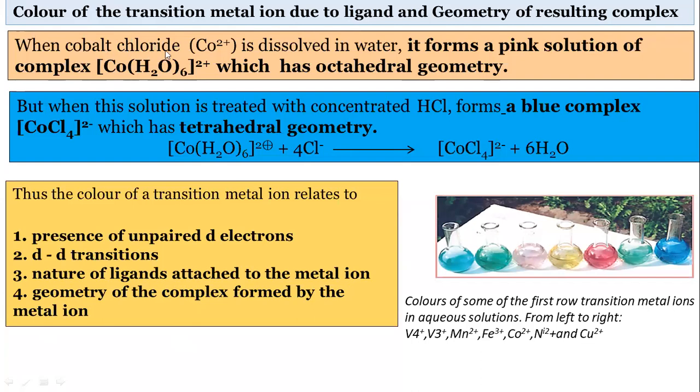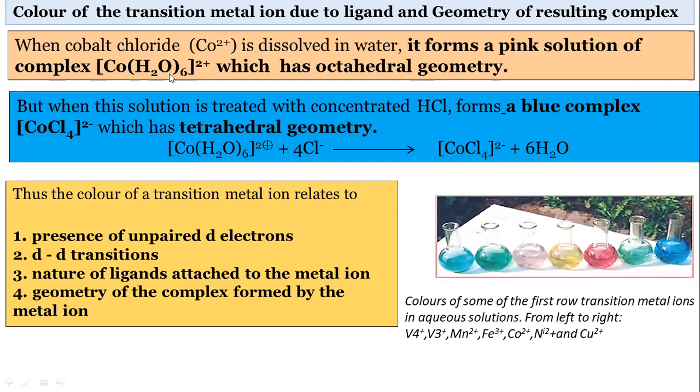When cobalt chloride is dissolved in water, it forms a pink solution, remember. This complex is formed when cobalt chloride is dissolved in water. This is a coordination compound which has octahedral geometry. So if it is dissolved in water, it gives a pink solution and octahedral geometry. The same cobalt chloride, if dissolved in concentrated HCl, forms a blue complex. See, the blue complex, and the geometry is also changed and the complex is also changed.